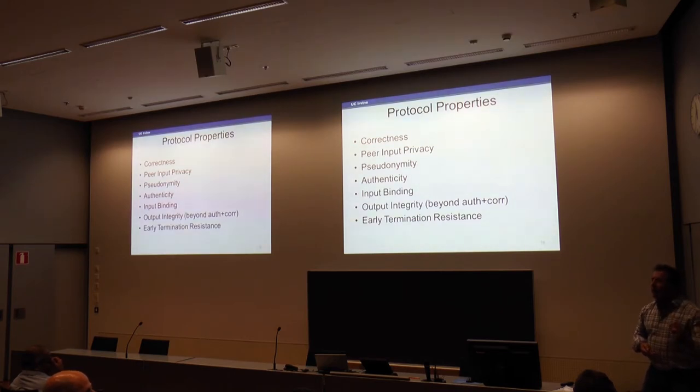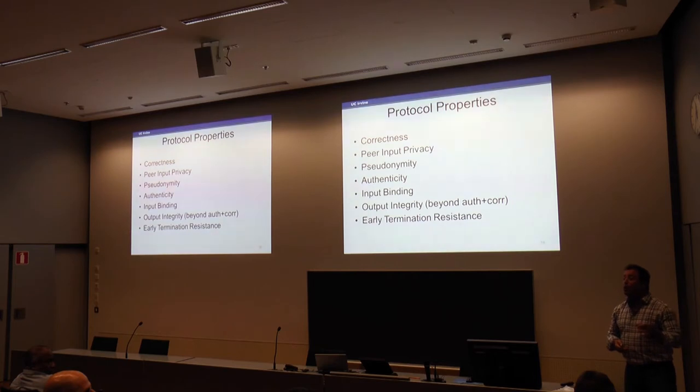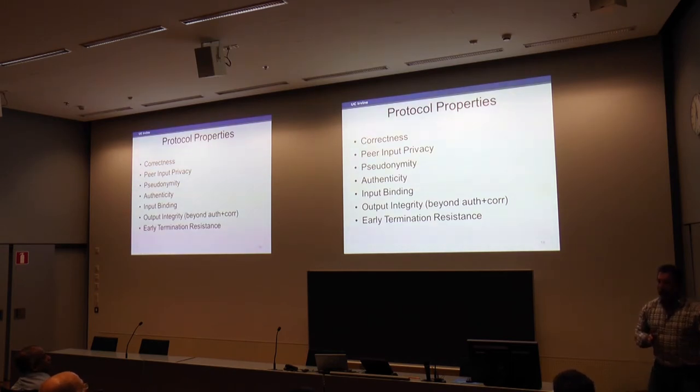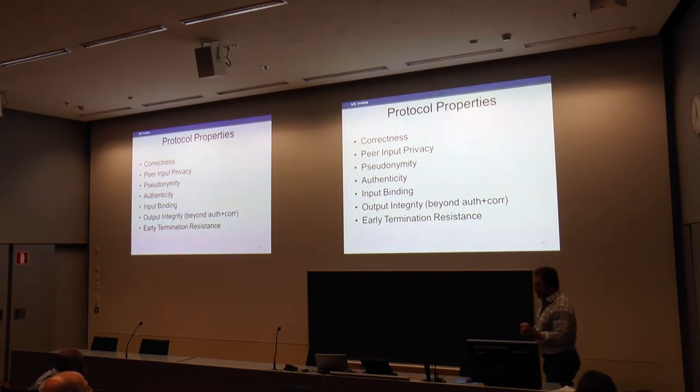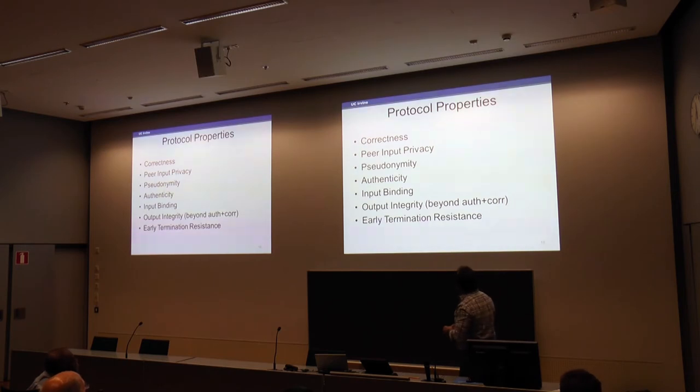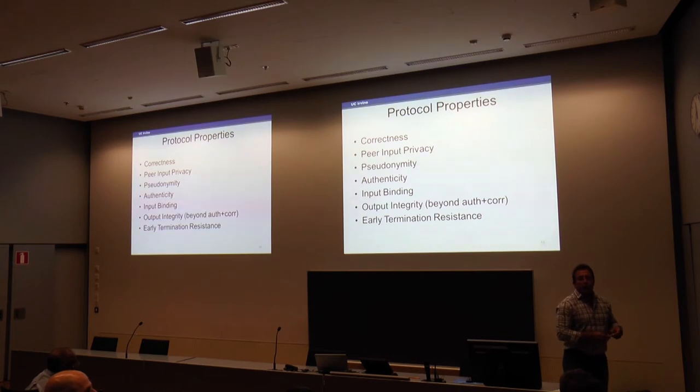Now there's a little caveat here. If you're running the cardinality protocol, they will only learn the number 5. If you're running the set intersection protocol, they will learn the number 5 plus who those 5 are that they have in common. But they will learn absolutely nothing about the rest except the number or the size. If you want to obscure the size, this is possible. Ask me offline, it's expensive. It's possible. Right? So that's peer input privacy. Pseudonymity means Alice and Bob do not learn who each other is.